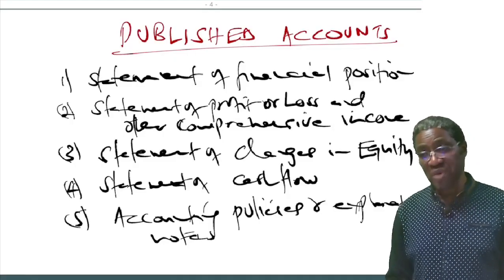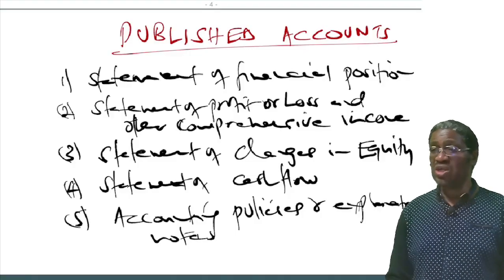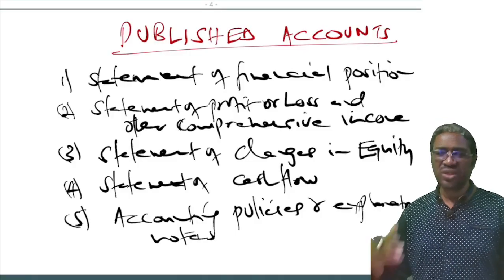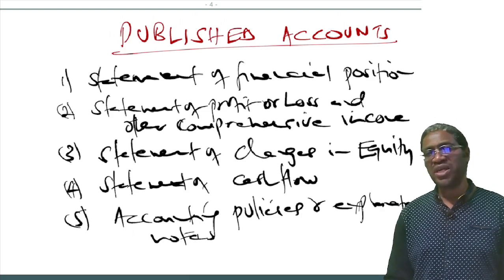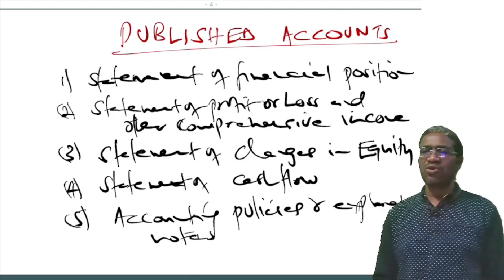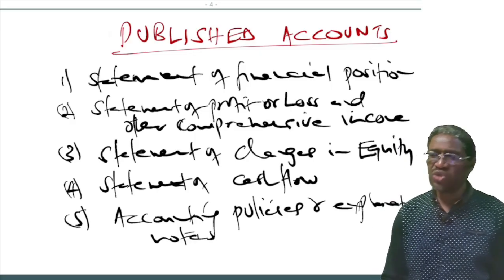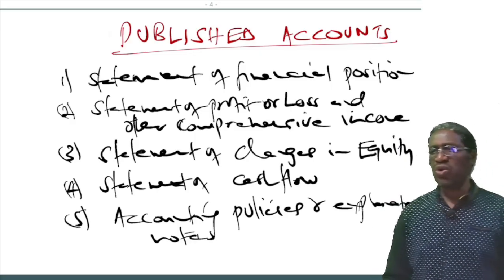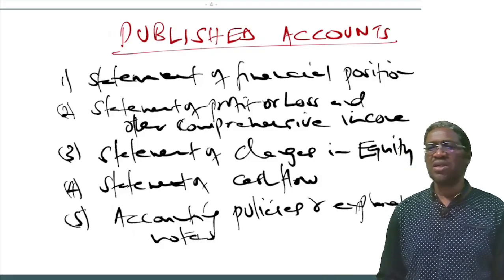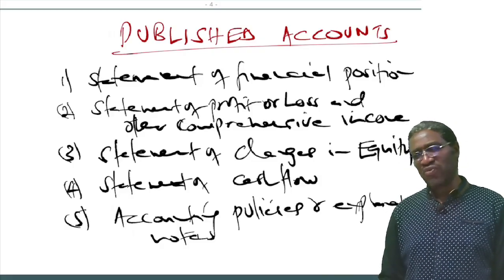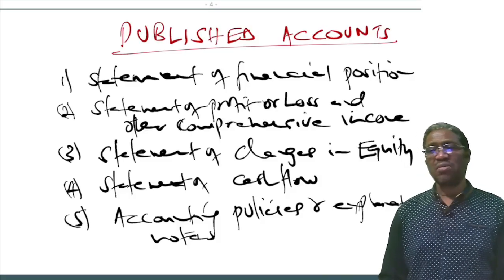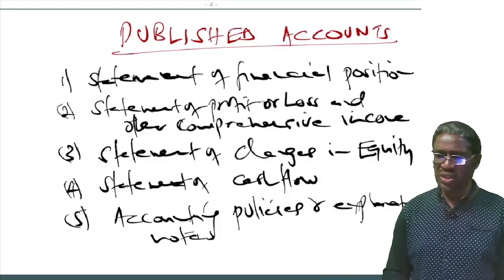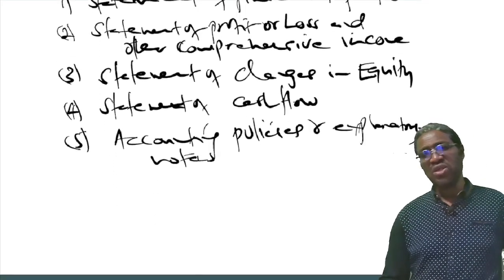It's also good to remember this list because of some questions I've asked you in the theory questions: state the components of a complete set of financial statements. We are saying they include 1, statement of financial position. Number 2, statement of profit or loss and other comprehensive income. Number 3, statement of changes in equity. Number 4, statement of cash flows. Number 5, accounting policies and explanatory notes.